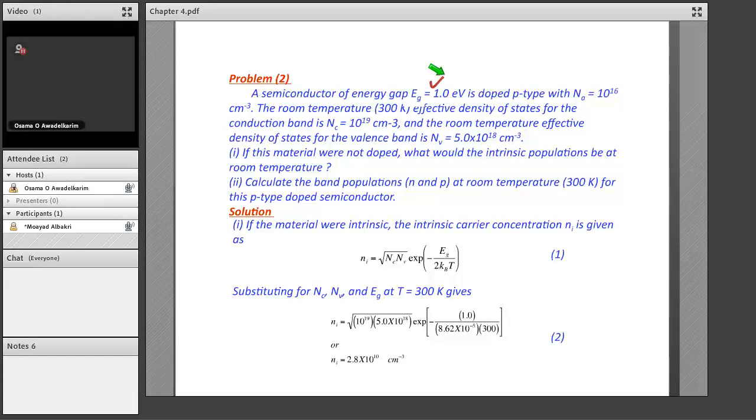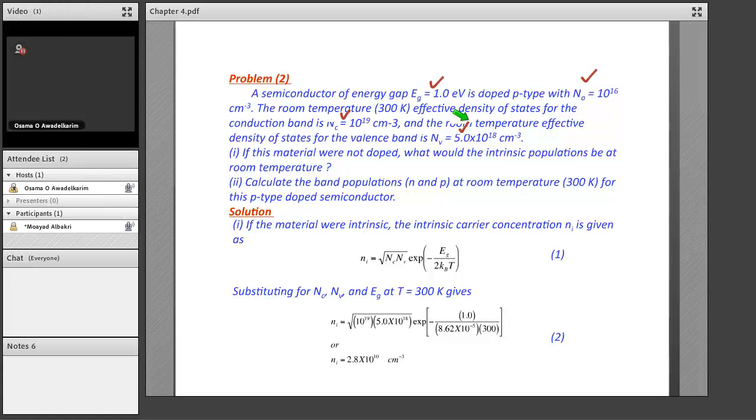It is doped P-type, so it is doped with acceptors up to 10 to 16 per cubic centimeter. At room temperature, which is 300 Kelvin, the effective density of states for the conduction band, Nc, is 10 to 19 per cubic centimeter, and the room temperature effective density of states for the valence band is Nv equals 5 times 10 to 18. If this material were not doped, what would be the intrinsic populations at room temperature?